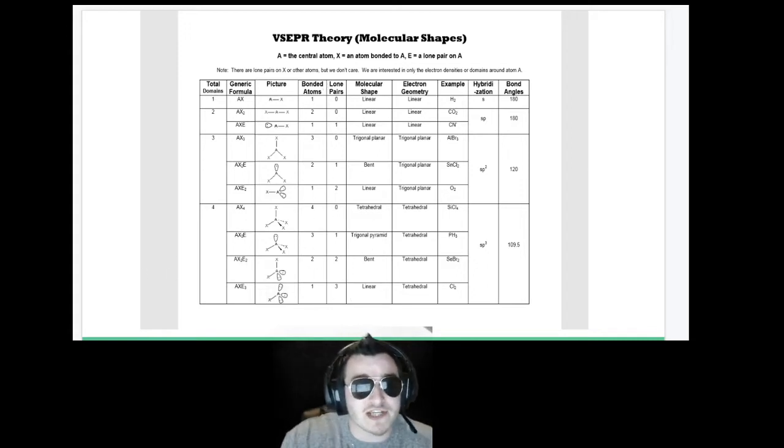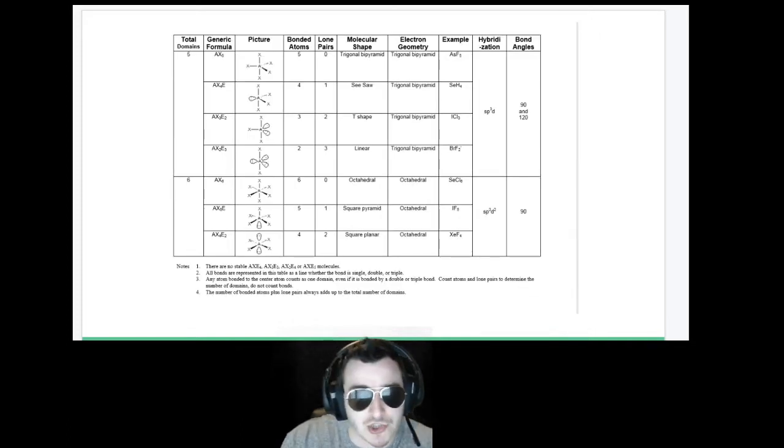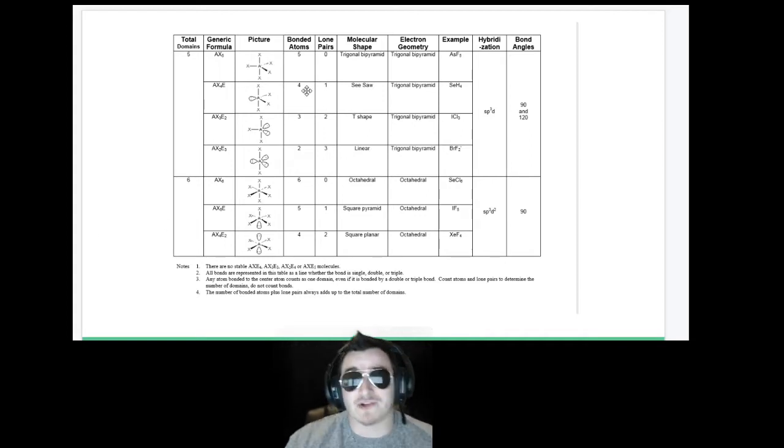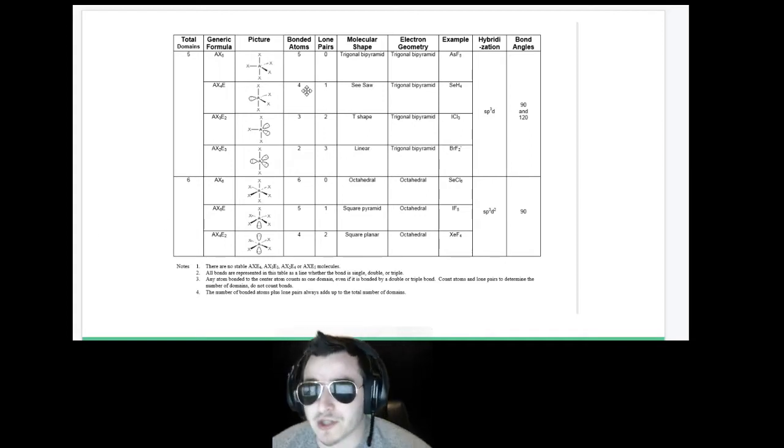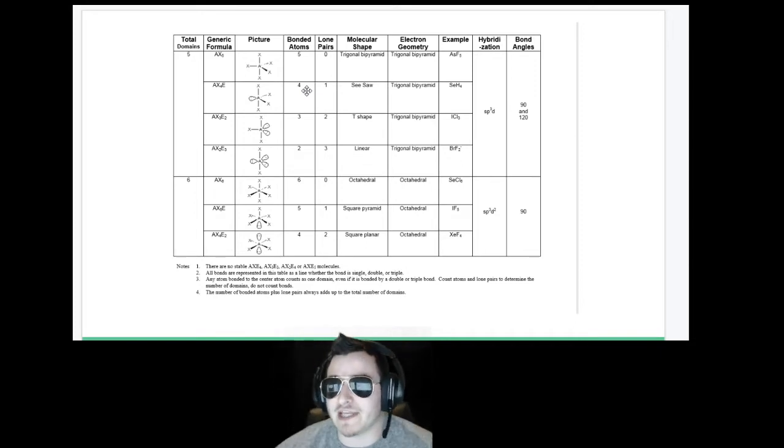But we only go up to 6 domains, and so there is a backside to this chart right here, which is the next slide in the notes. And so we're going to go up to 6 domains. We've got multiple shapes to look at, and there's lots of kits on the internet that are really great for this. I'm also going to put a link for PhET simulations down below, which I think is the best that the internet has to offer for free as far as I've seen, if you don't have a model at home.